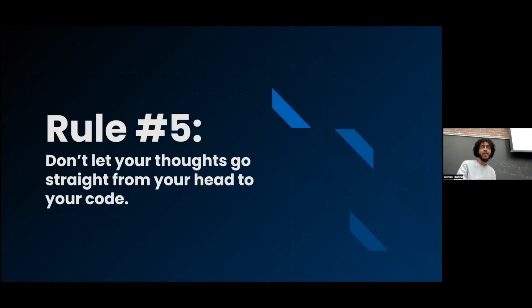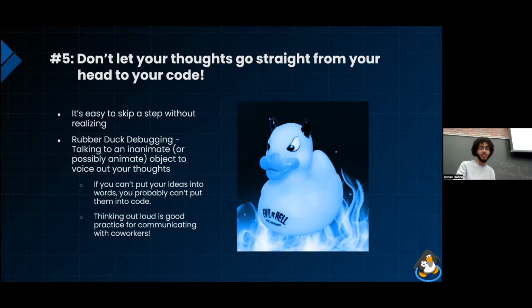So, rule number 5, don't let your thoughts go straight from your head to your code. It's really easy to skip a step without realizing it, especially if you're rushing or you're making jumps in your logic without really realizing it. Now, one thing you can do to combat this is to voice your thoughts out.